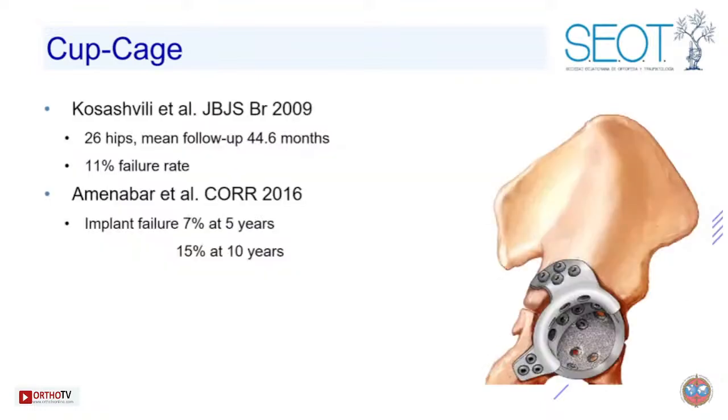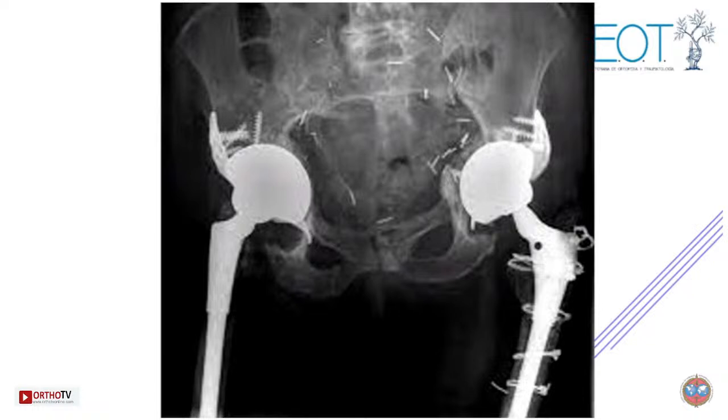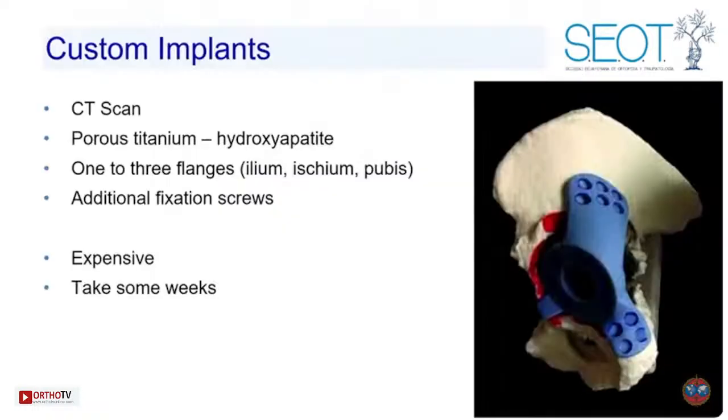There are many systems that come ready with this. In these works, for example, at a follow-up of 44 months, there was just an 11% failure rate, and also in these other works, 7% failure at 5 years and 15% at 10 years. So these are results that we can rely on. For example, there's a cup cage there.